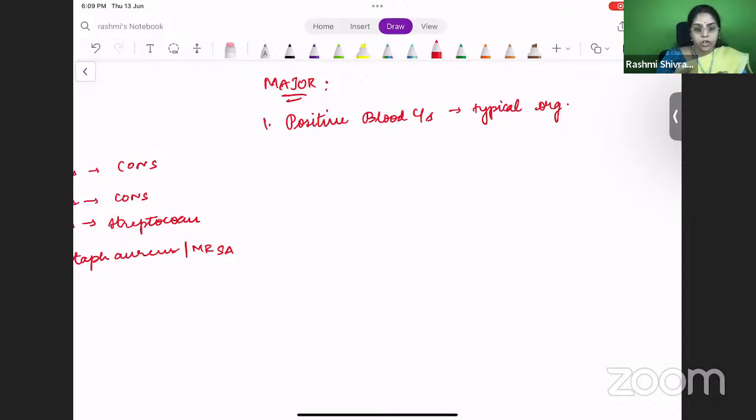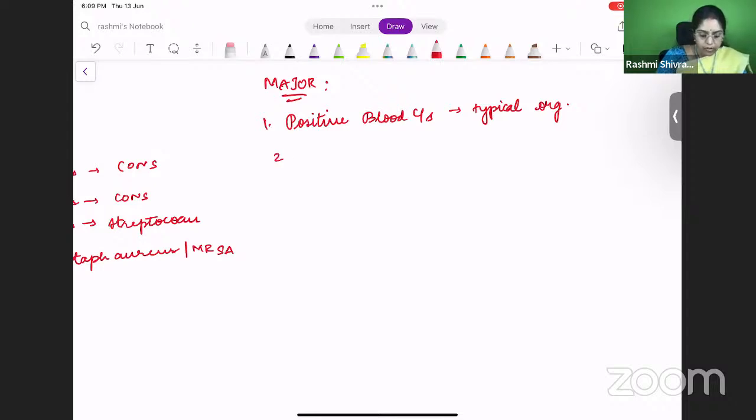We can have Streptococcus viridans, Streptococcus gallolyticus, Staph aureus, or the HACEK group of organisms. These are all the typical organisms, and this organism should be grown in 2 blood cultures which are taken in 2 different regions. Okay, that is one criterion.